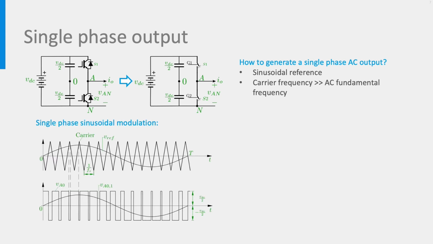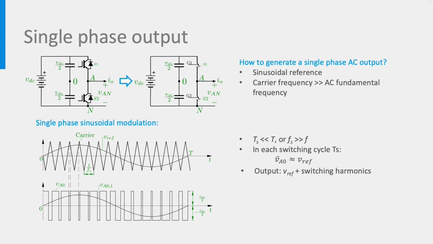Here it shows the modulation process. As we can see, the duty cycle varies sinusoidally following the reference frame. In each switching cycle Ts, the average voltage VA0 would be close to the average of the reference voltage Vref in that cycle. If the switching frequency is much higher than the reference AC frequency, there will be many switching cycles in one AC cycle, making the averaging approximation more accurate.